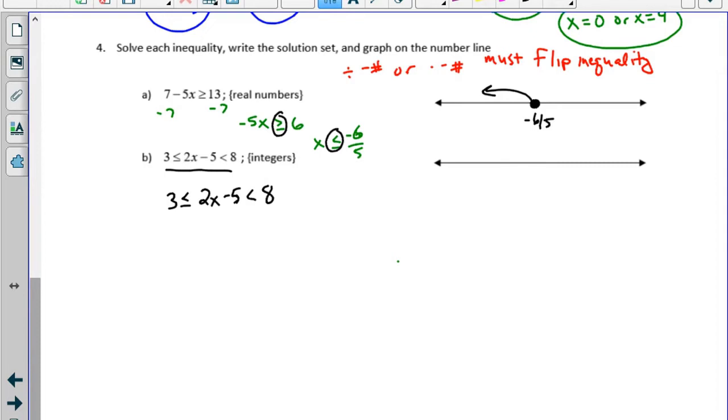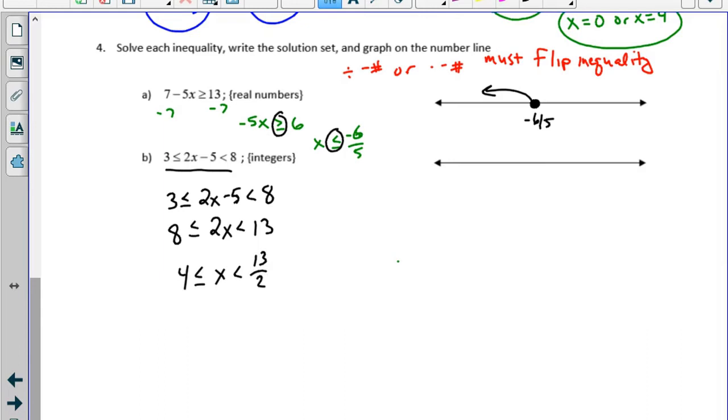So I'm going to add 5 to everything. If I add 5 to the 3, that becomes 8. And if I add 5 to the 8, that becomes 13. And then I'm going to divide everything by 2. So 8 divided by 2 is 4, less than or equal to x, which is less than 13 halves.